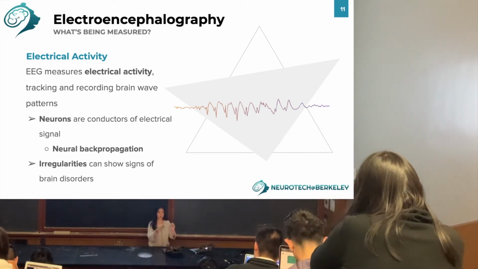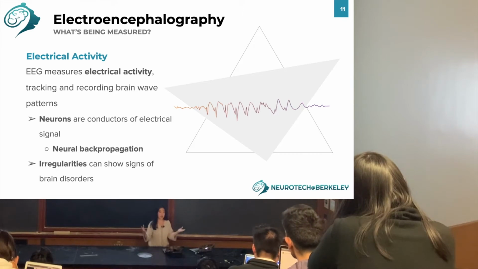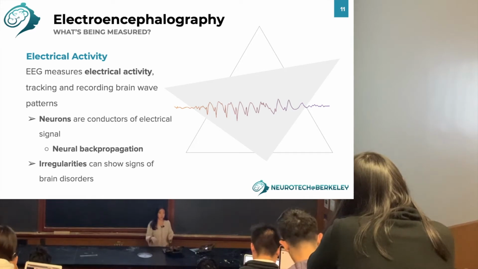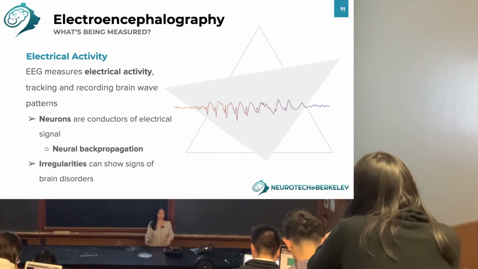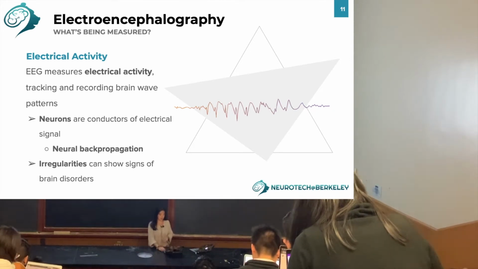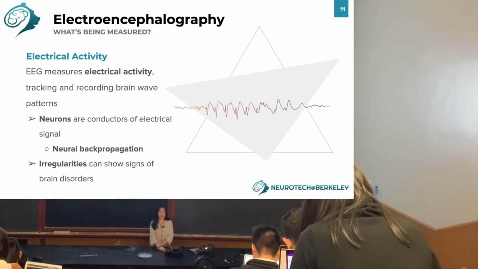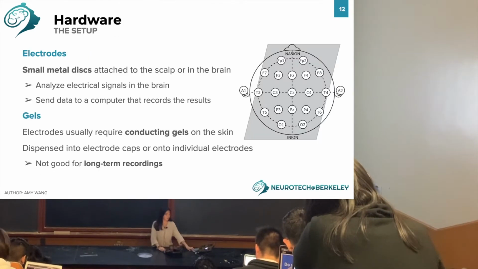So when ions are pushed in a wave through the neuron and they reach the electrodes on the scalp, they can cause changes in voltages in the electrodes, and EEG is what results from recording those voltages over time. So EEG doesn't actually directly capture axonal action potentials. It captures the neural back propagation, which is kind of what I described just now. It's something that occurs after the action potential of the neuron creates a voltage spike down the axon. And looking at irregularities in EEG data can show signs of brain disorders, which is important for diagnosis.